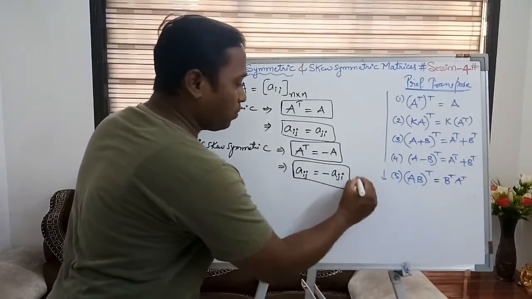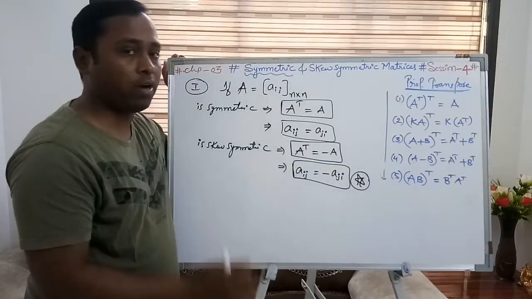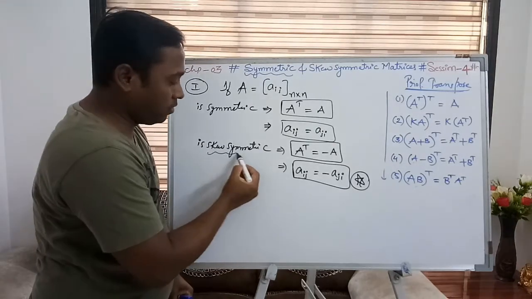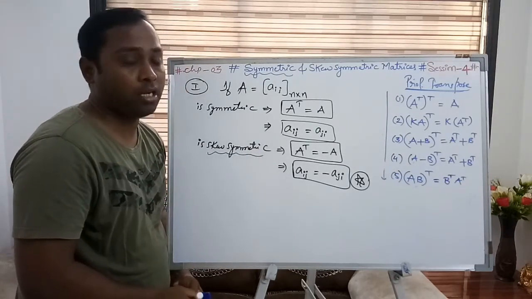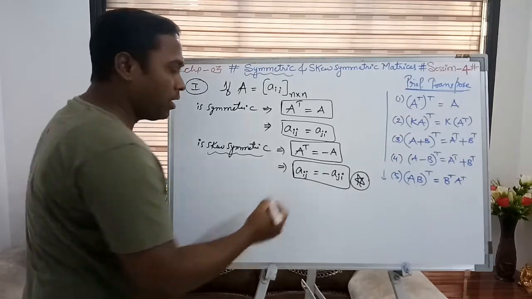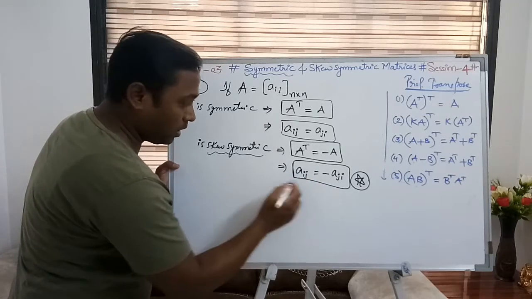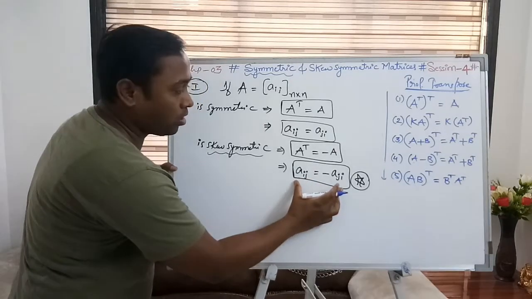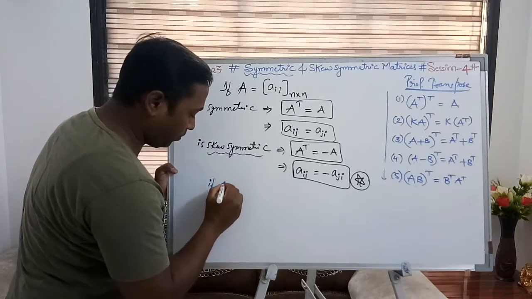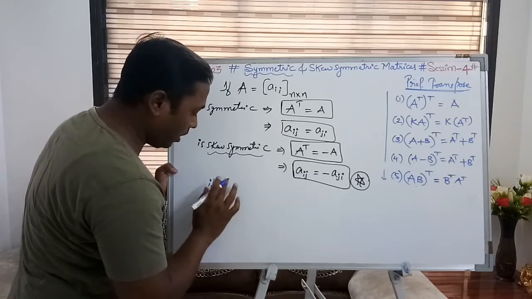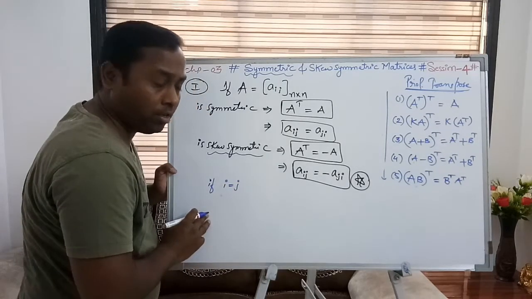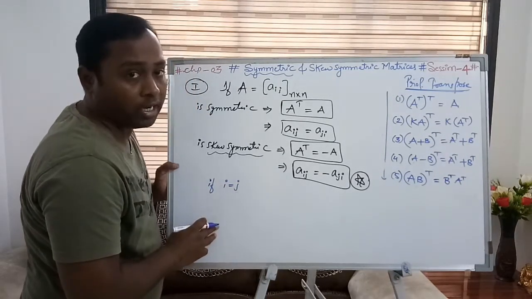With the help of this property, we are going to prove one fundamental characteristic property of skew symmetric matrices, which is asked in boards many times. What is that? In this condition for skew symmetric matrices, if i is equal to j, they represent the diagonal elements.